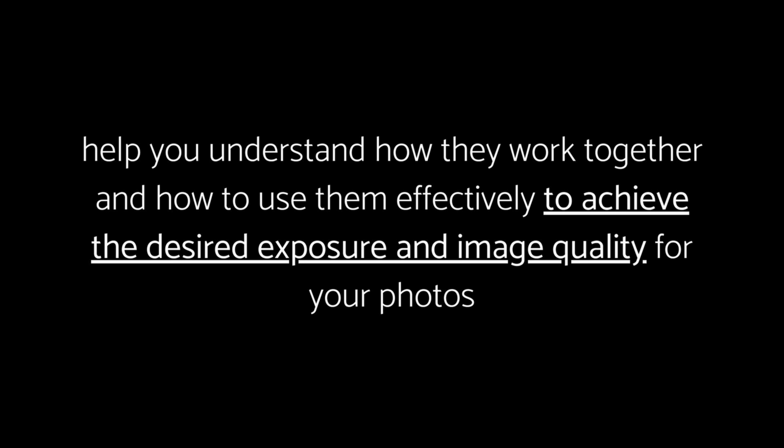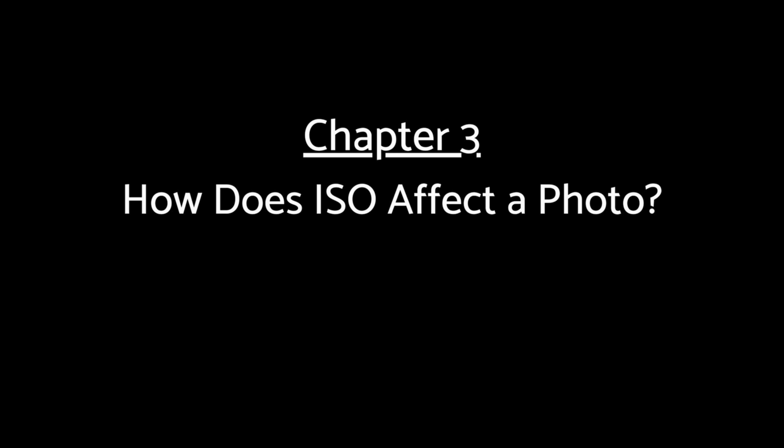As a photographer, experimenting with different combinations of ISO, aperture, and shutter speed in different shooting conditions can help you understand how they work together and how to use them effectively to achieve the desired exposure and image quality for your photos. Now that we've covered how ISO plays its part in the exposure triangle, let's take a look at all the ways ISO affects a photo. ISO affects your photo in three main ways.